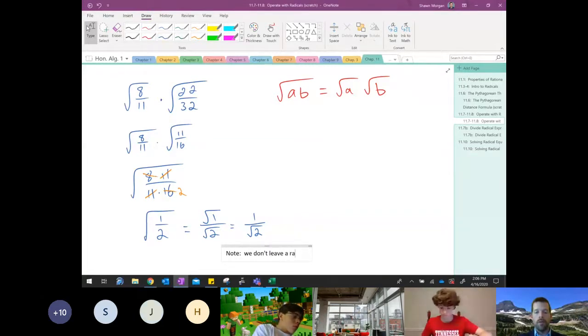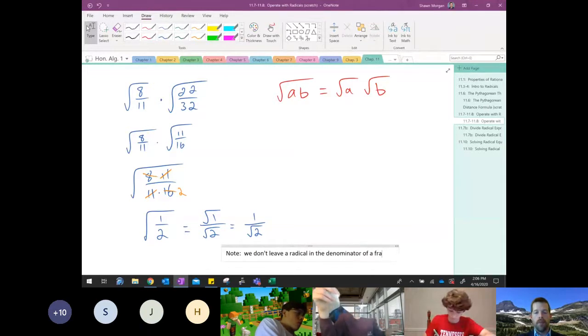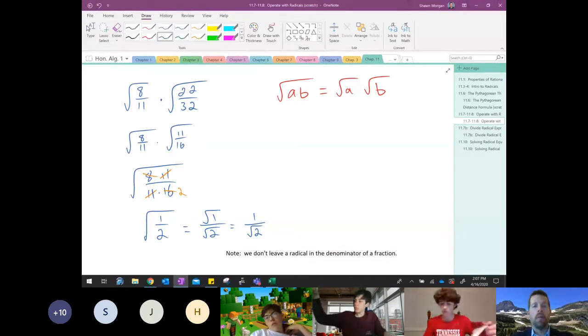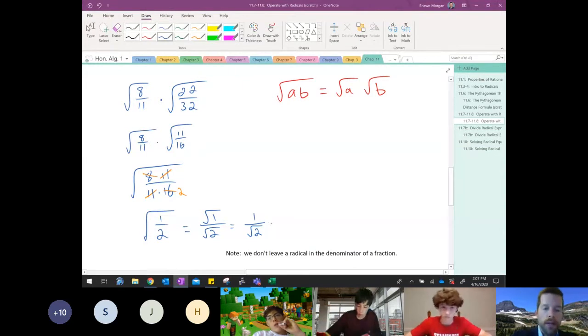a radical in the denominator of a fraction. It's considered bad form, right? So I need a way to get that radical out of the denominator. So what we're going to do is make use of a clever form of 1. We're going to make use of the old trick where you can just multiply by 1 whenever you want to. That's our multiplicative identity property, right? So check this out. I'll do this one for you guys.